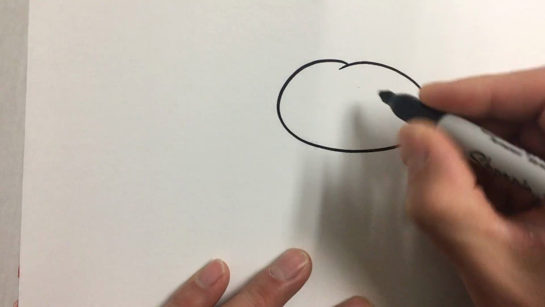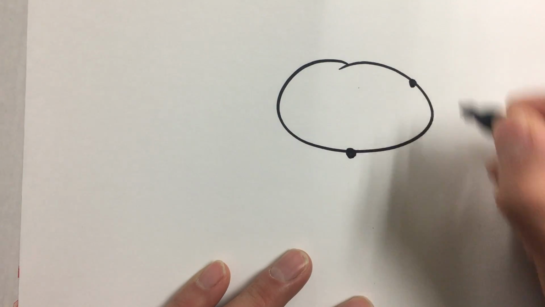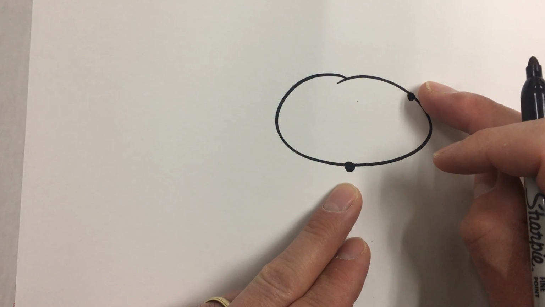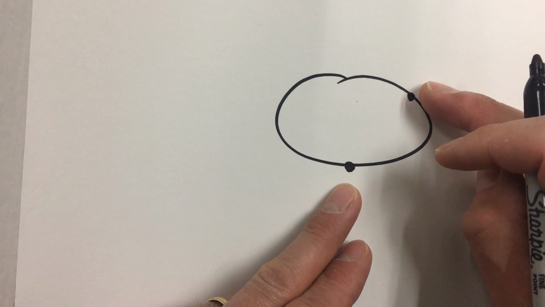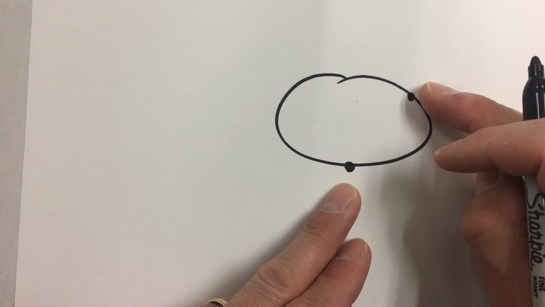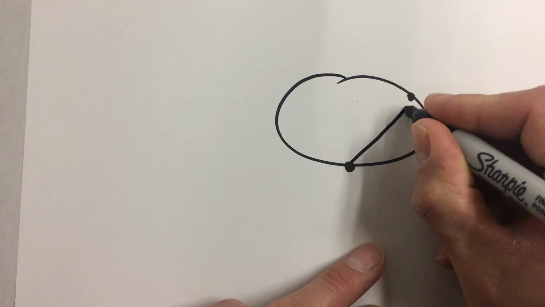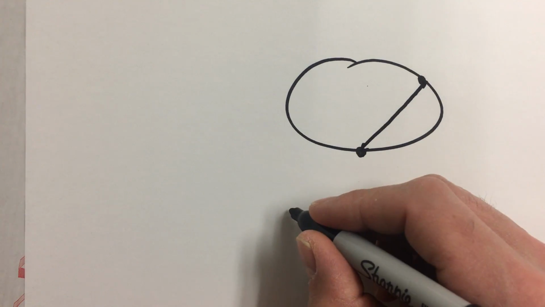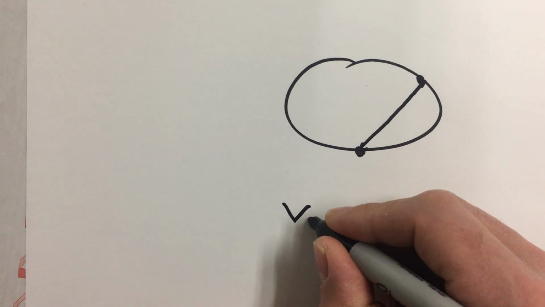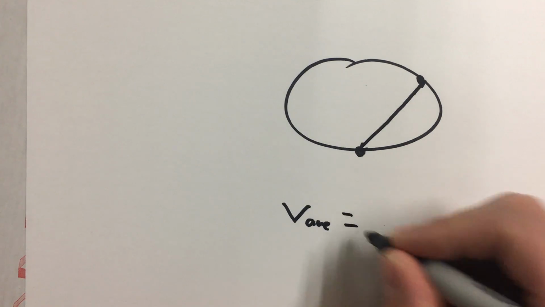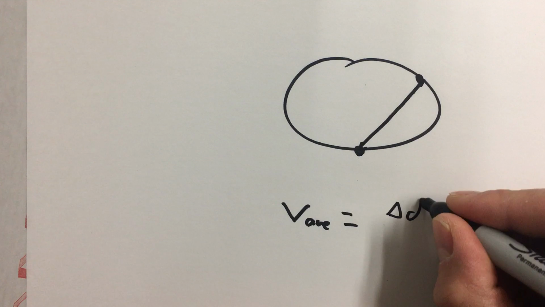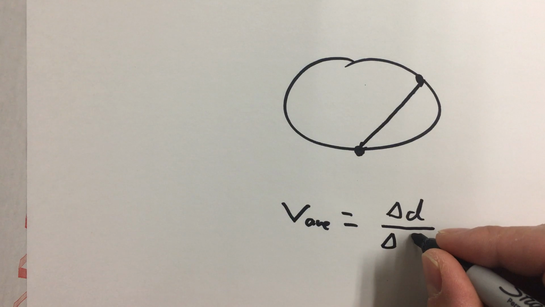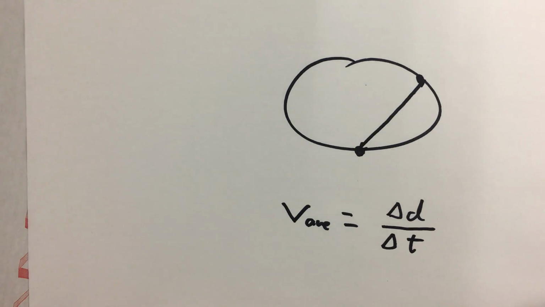So as this person ran around the track, they started here, they ended here, they ran a distance of 125 meters. They took 15 seconds to do so. They were running at a speed of 8.3 meters per second. What was their average velocity? Your average velocity is your displacement, that is your change in position, divided by the change in time, that is the amount of time that took.